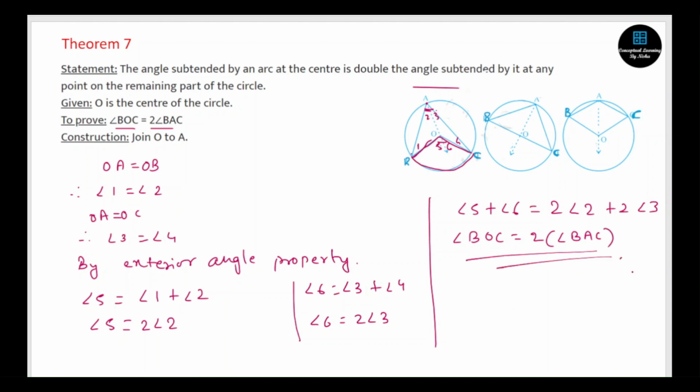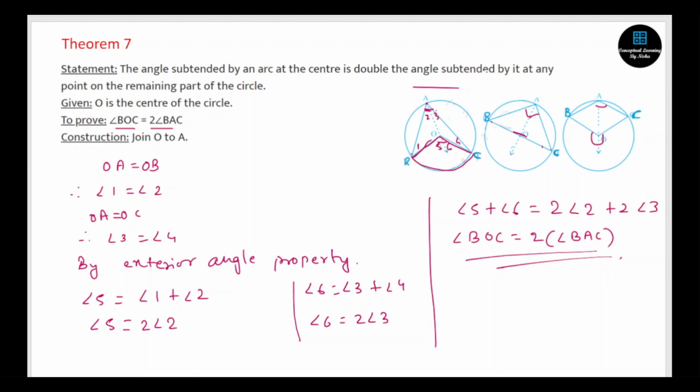Sorted. Alright? And the same thing is applicable here. When BC is the diameter, then this is a straight angle, so the angle at the circumference makes a 90 degree angle here. And same thing if this reflex angle is double this angle. Remember this. These results are going to be very useful in solving questions.